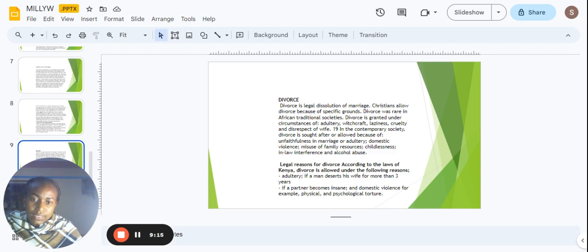In contemporary society, divorce is sought after or allowed because of unfaithfulness in marriage or adultery, domestic violence, misuse of family resources, childlessness, in-law interference, and alcohol abuse. What are the legal reasons for divorce according to the laws of Kenya? Divorce is allowed under the following reasons: adultery, if a man deserts his wife for more than 3 years, like if you part for more than 3 years, now you're allowed to make a divorce. If a partner becomes insane, and domestic violence, for example, physical and psychological torture.